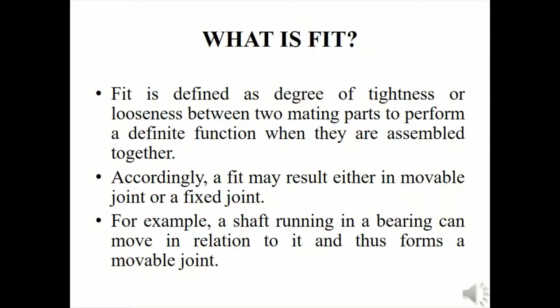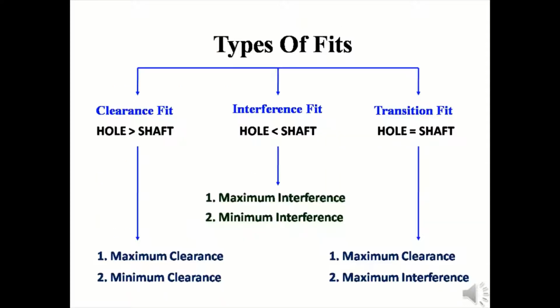For example, a shaft running on a bearing can move in relation to it, and thus it forms a movable joint, whereas a pulley mounted on the shaft forms a fixed joint. Means in one the shaft is running on a bearing, so this is called a movable joint, and in another case where the pulley is mounted on the shaft, it is a fixed joint. So here there are two classifications.